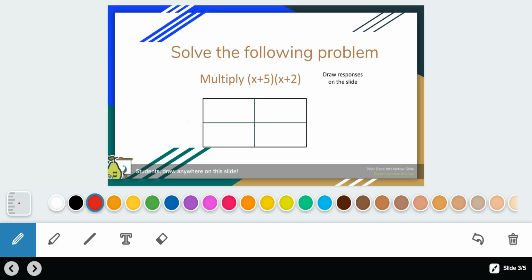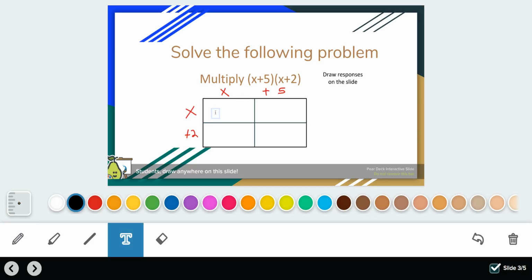I'm going to start by putting this on the multiples here on the corners. The way you put them doesn't matter, so I'm just going to put x plus 5, and I'm going to put here x plus 2. All right, so I'm going to put here the answer. I know that's x squared. Oh, see, this became a little smaller now.